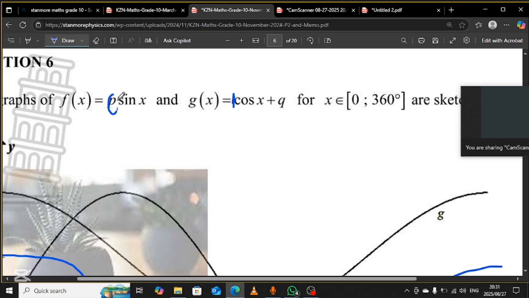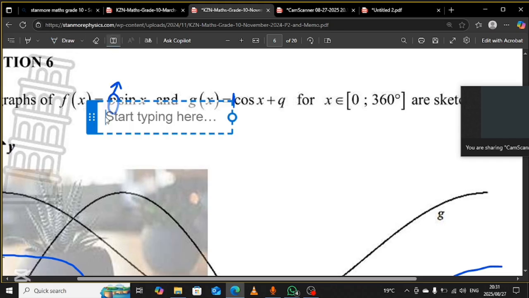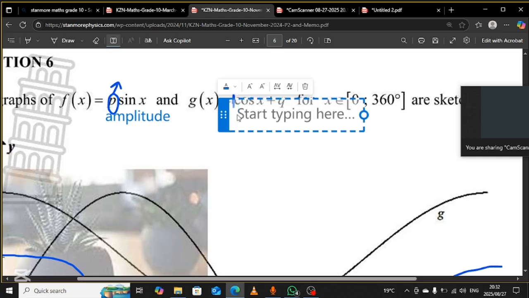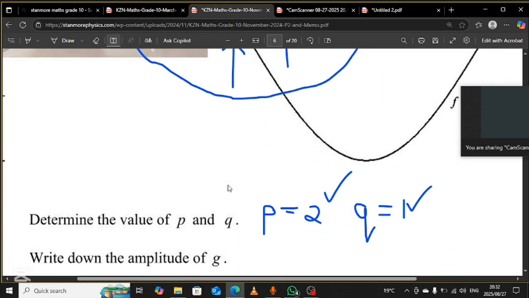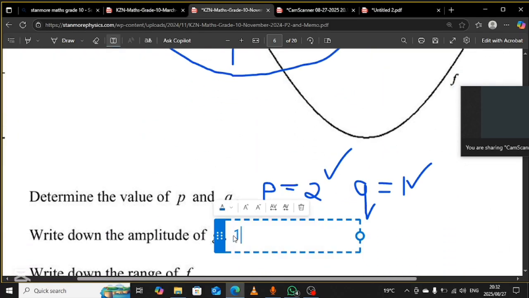Remember I said what is Q? You said the Q is 2. So what will be the amplitude of sine? The amplitude of sine is going to be positive 2. So therefore, what is the amplitude of cosine? The amplitude of cosine is going to be equal to 1 unit. So basically for this one here, our amplitude is going to be 1.